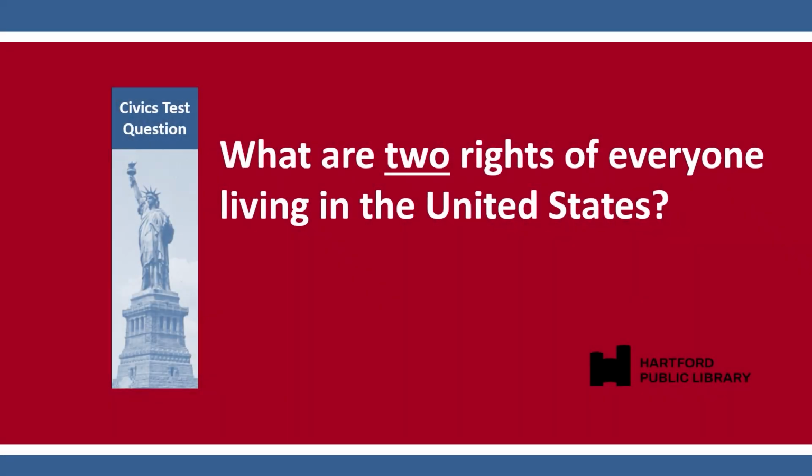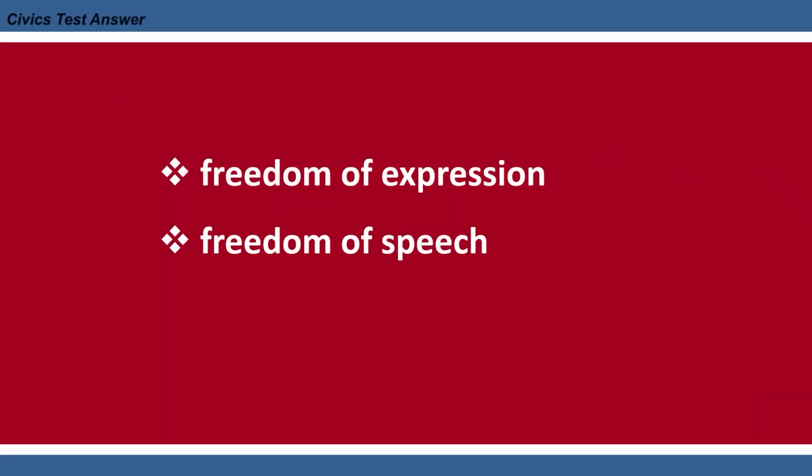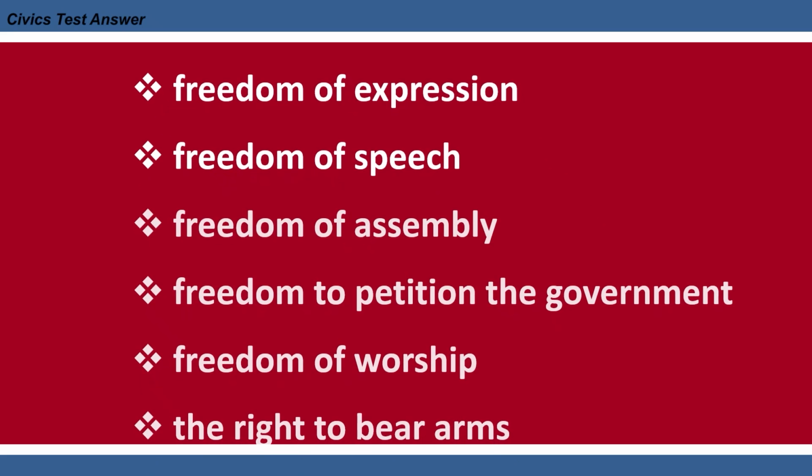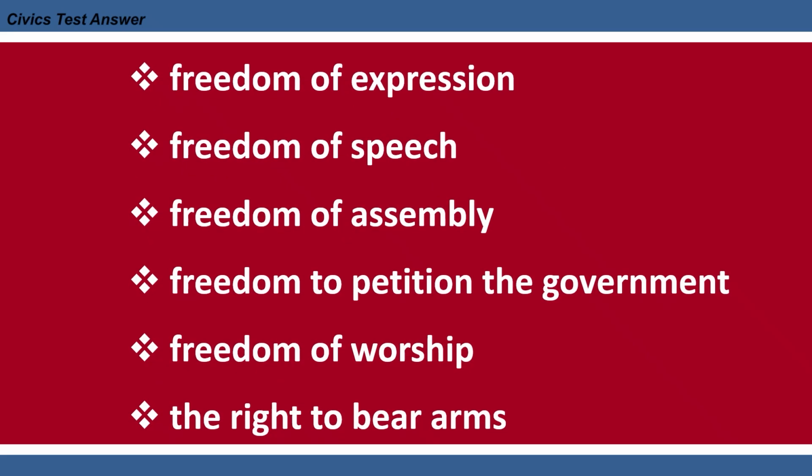Civics test question. What are 2 rights of everyone living in the United States? Freedom of speech and freedom of expression. Freedom of speech and freedom of expression are 2 rights of everyone living in the United States. Some other constitutional rights of all people living in the U.S. are freedom of assembly, freedom to petition the government, freedom of worship, and the right to bear arms.